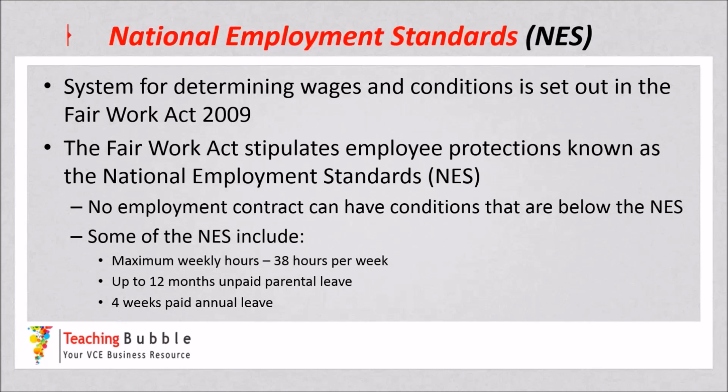Now, there are 10 National Employment Standards that are stipulated. However, here's just a couple, just to give you an example. So maximum weekly hours is 38 hours per week. Up to 12 months unpaid parental leave, 4 weeks paid annual leave. So there's some of the minimums that are put in for the National Employment Standards.